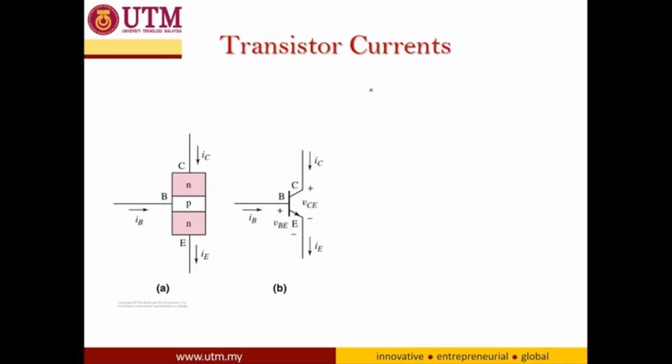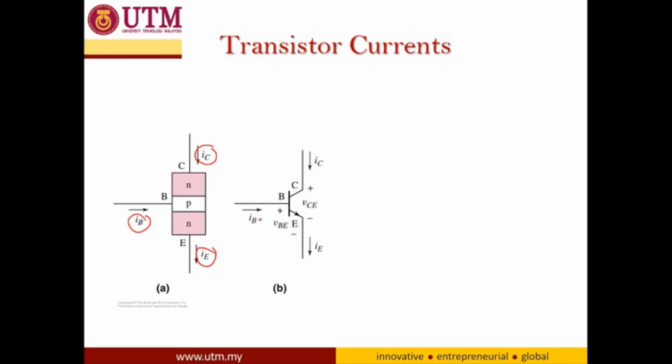Okay, next we discuss the relationship of current inside the transistor. The BJT has three terminals, and for each terminal we have a current value. IC is collector current, IB is base current, IE is emitter current. For the NPN, the direction of emitter current is downward, and IB is always pointing in towards the inside of the BJT, and IC is in the same direction as the emitter current.